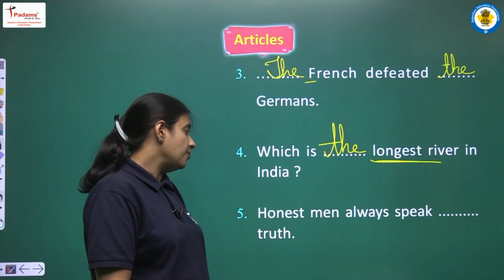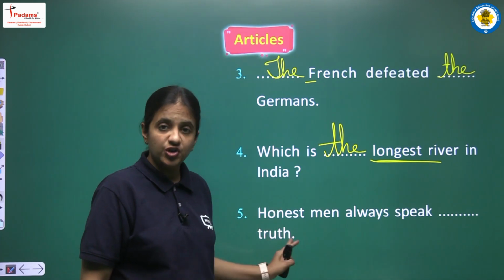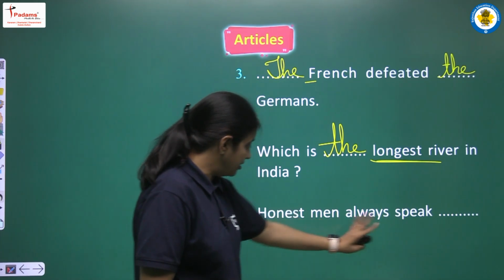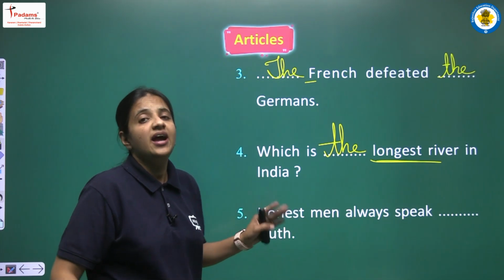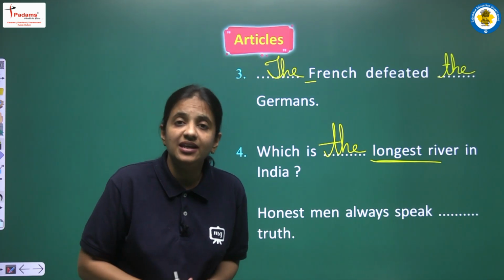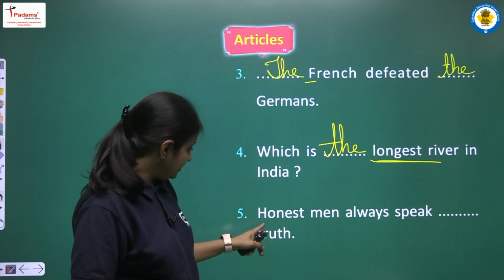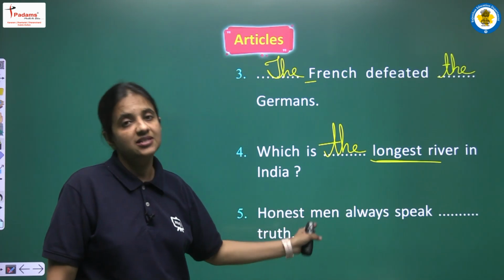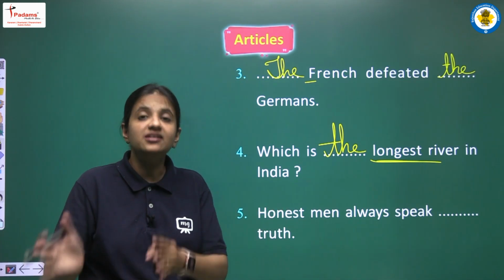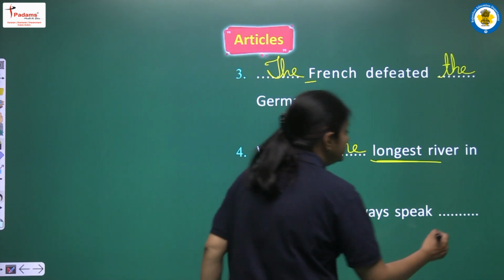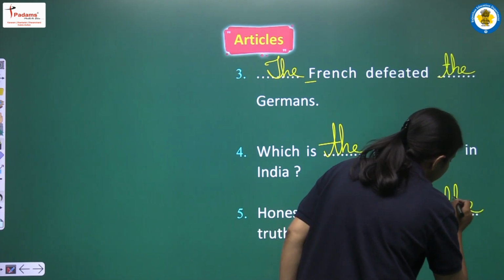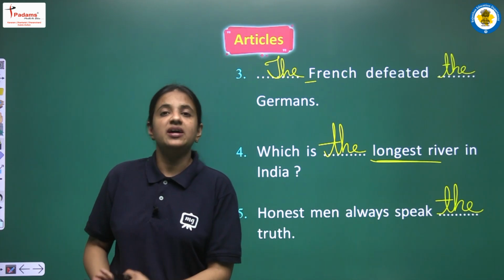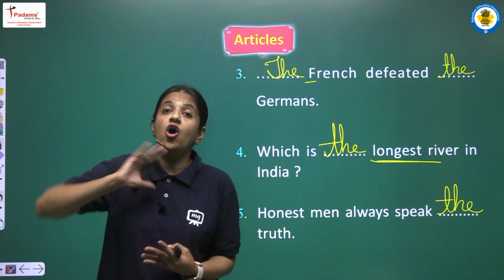Next, honest man always speak truth. Now we have a blank before truth. So students, read the sentence once more, very carefully, and try to understand what meaning this sentence is giving to us. The sentence says honest man always. It means that all the persons, all the people who are honest, always speak the truth. So why do we have the here as an article? Because we are trying to say that all honest people always speak only truth, right?